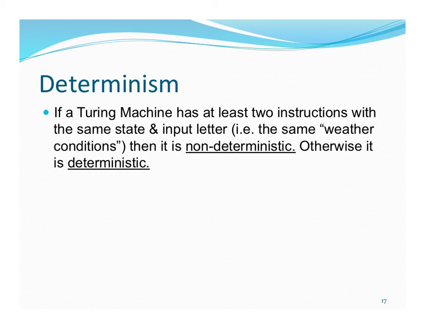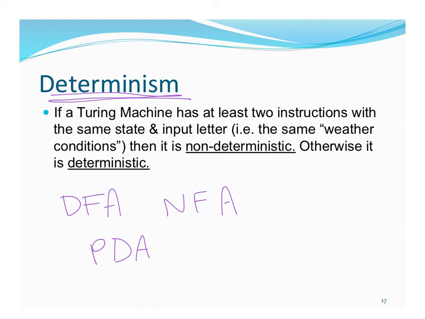We had deterministic finite automata, DFAs, and we had NFAs, non-deterministic finite automata. And with our PDAs, our push-down automata, we said some of them were deterministic and some were non-deterministic. Here's the definition of determinism for a Turing machine, which is very similar to that of a PDA. If a Turing machine has at least 2 instructions with the same state and input letter, which means you have 2 transitions you can choose between, then it's non-deterministic. Otherwise, it's deterministic.